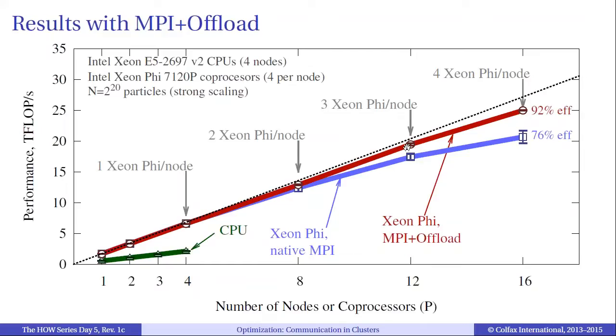This red line is my optimized code, where instead of using just MPI, I use MPI plus offload. Using this offload allows me to express traffic in such a way that I use parallelism in my networking more efficiently. I only communicate between 4 compute nodes instead of 16 Xeon Phi coprocessors. And when I offload from the CPU to Xeon Phi coprocessors, I use the entire PCI Express bus in each compute node most efficiently. So this allows me to attain 92% efficiency instead of 76% efficiency for the same problem size. And this is 25 teraflops per second.